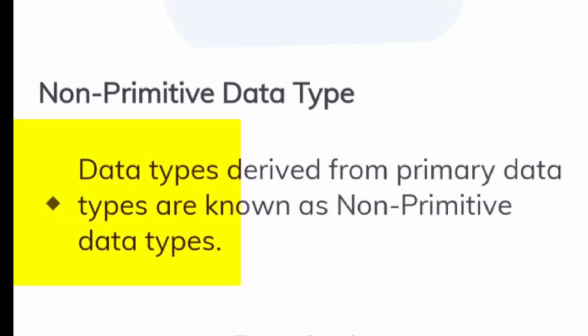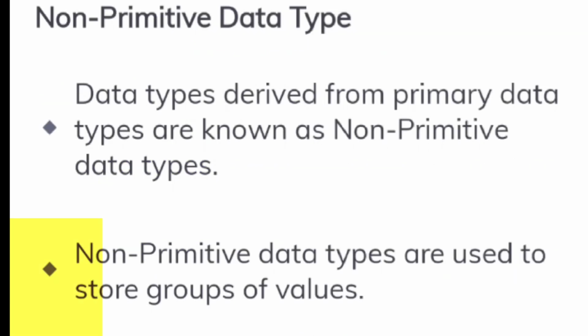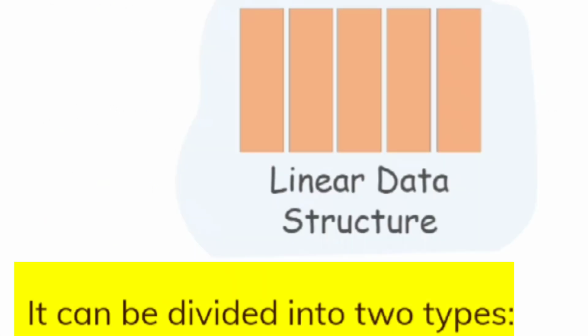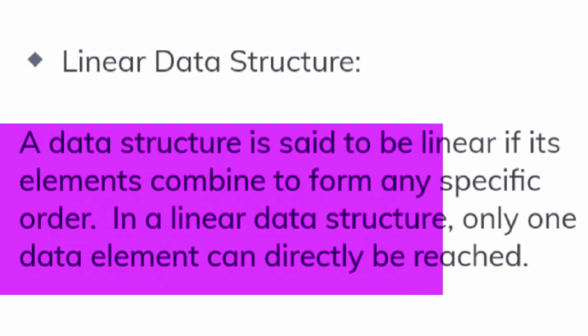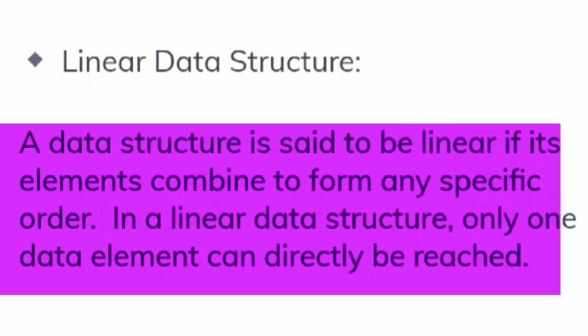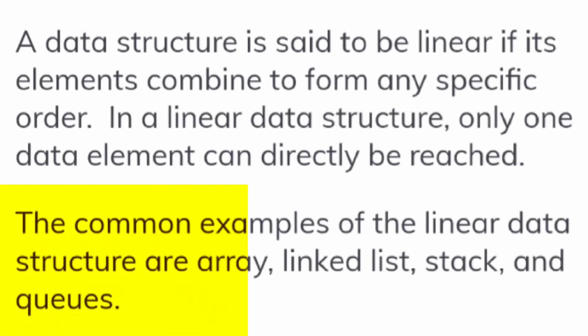Data types derived from primary data types are known as non-primitive data types. Non-primitive data types are used to store a group of values. Non-primitive data types can be divided into two types: linear data structure and non-linear data structure. So first we will talk about linear data structure. A data structure is said to be linear if its elements form a specific order. In a linear data structure, only one data element can directly be reached. Common examples of linear data structures are array, linked list, stack, and queue.